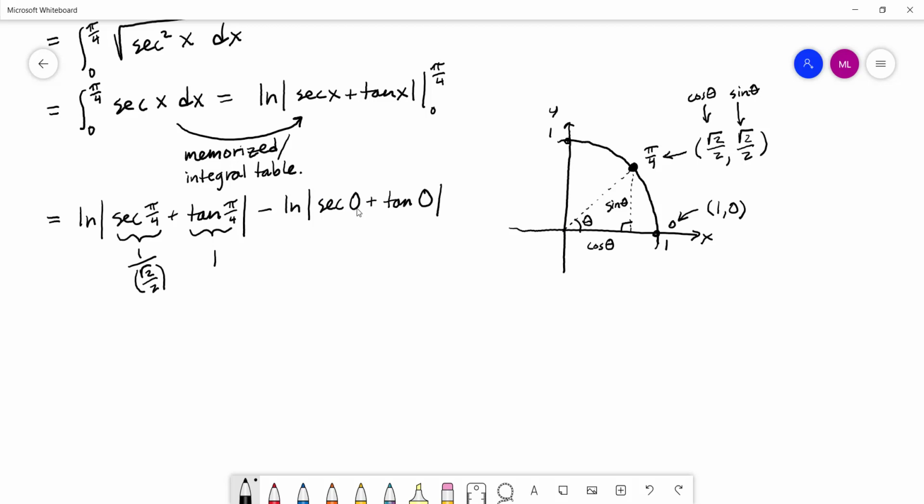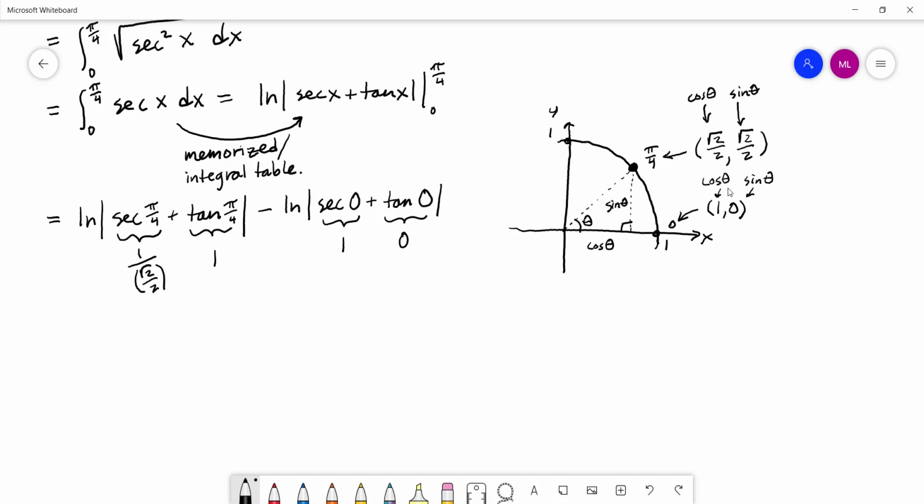The secant of 0 is 1 over the cosine of 0. What's the cosine of this angle 0? Well, cosine is 1, again. We're plugging in theta equals 0 in these cases. We get cosine is 1. So the secant of 0 is 1 over cosine of 0, which is 1 over 1. This is also a 1. And tangent of 0 is going to be sine over cosine, which is 0 over 1. 0 over 1 is 0.